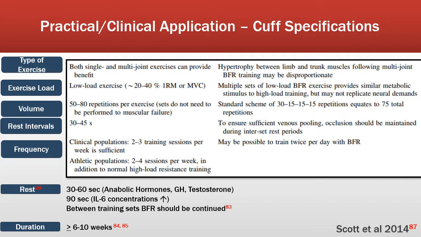So you need high volume or high repetitions, short rest periods, frequency 2 to 3 times per week has shown to be superior to 4 to 5 times. For athletic populations, 2 to 4 times per week in combination with normal high load resistance training. Rest periods, you can change up the rest period should you want to, if you're really trying to spike certain hormones, but typically it's short rest periods of 30 to 45 seconds.